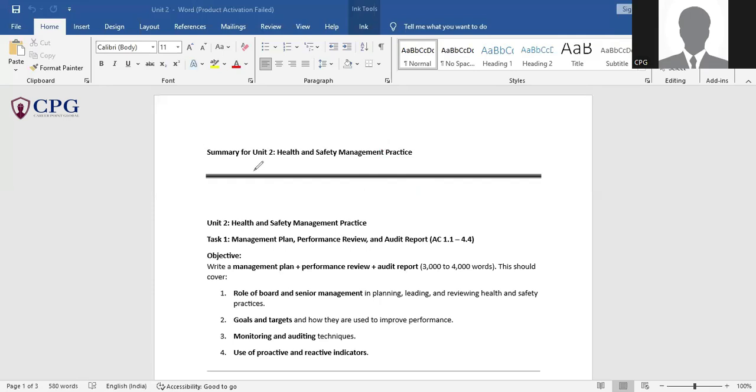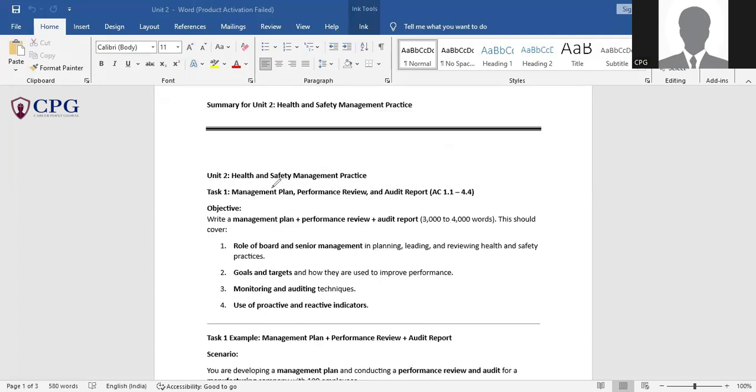Today we'll be discussing the health and safety management practice. This is the second unit of the OTHM Level 6 Diploma. In this second unit, there are two tasks that have to be completed, task 1 and task 2. In these two tasks, there are clear-cut instructions: what you have to complete, how you have to complete it, and what all the sections are that you have to complete.